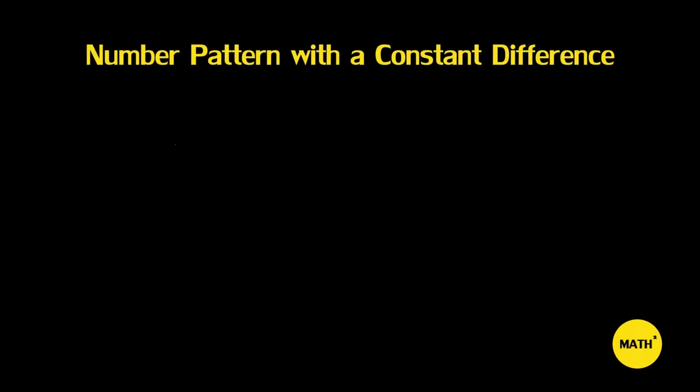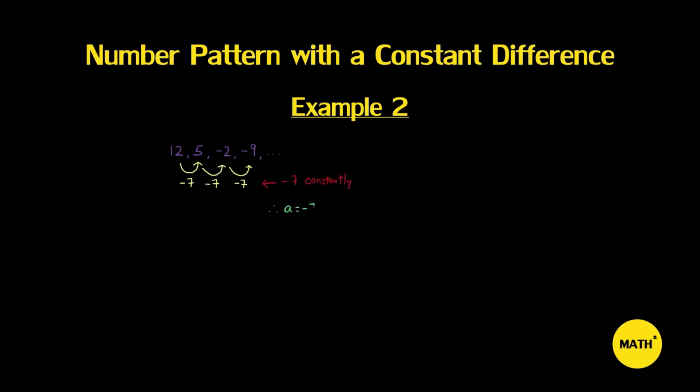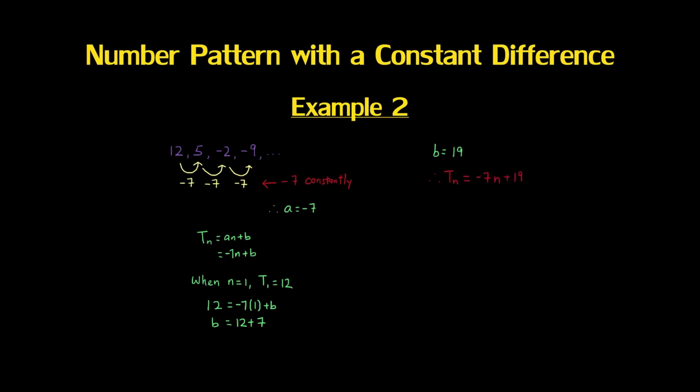Let's take a look at another example. Suppose we have this number pattern. We can see the terms are decreasing constantly by 7. As such, a will be equal to negative 7, and right now we have Tn equals negative 7n plus b. When n equals 1, T1 is 12. Hence, b is equal to 19 and we have the general term Tn equals negative 7n plus 19.